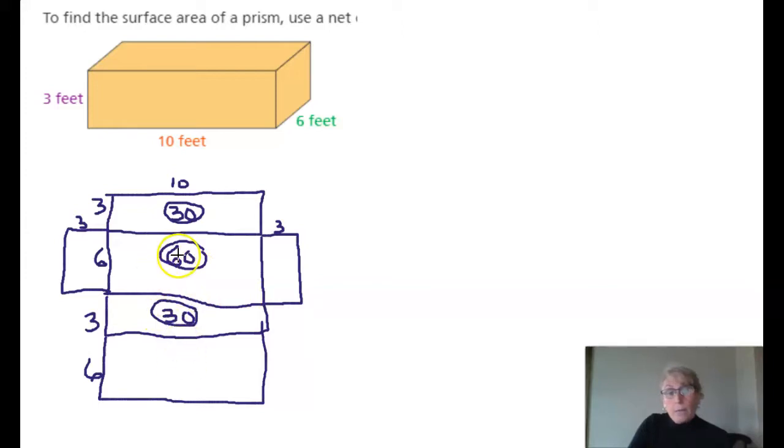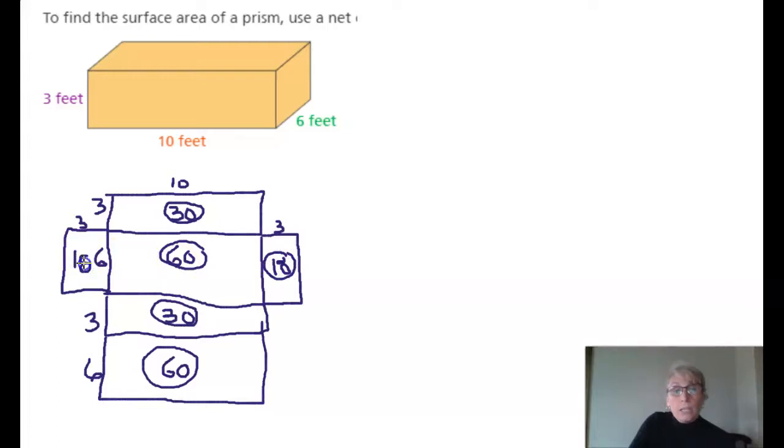And then this is the top. If that was the bottom, the top's also going to be 60. It's 10 by 6. And then we just have to find the area of the ends here. So this is 3 by 6. It's 6 over here, so I know that this is 6 also. 3 times 6 is 18. Circle that. And then this one is also 18.